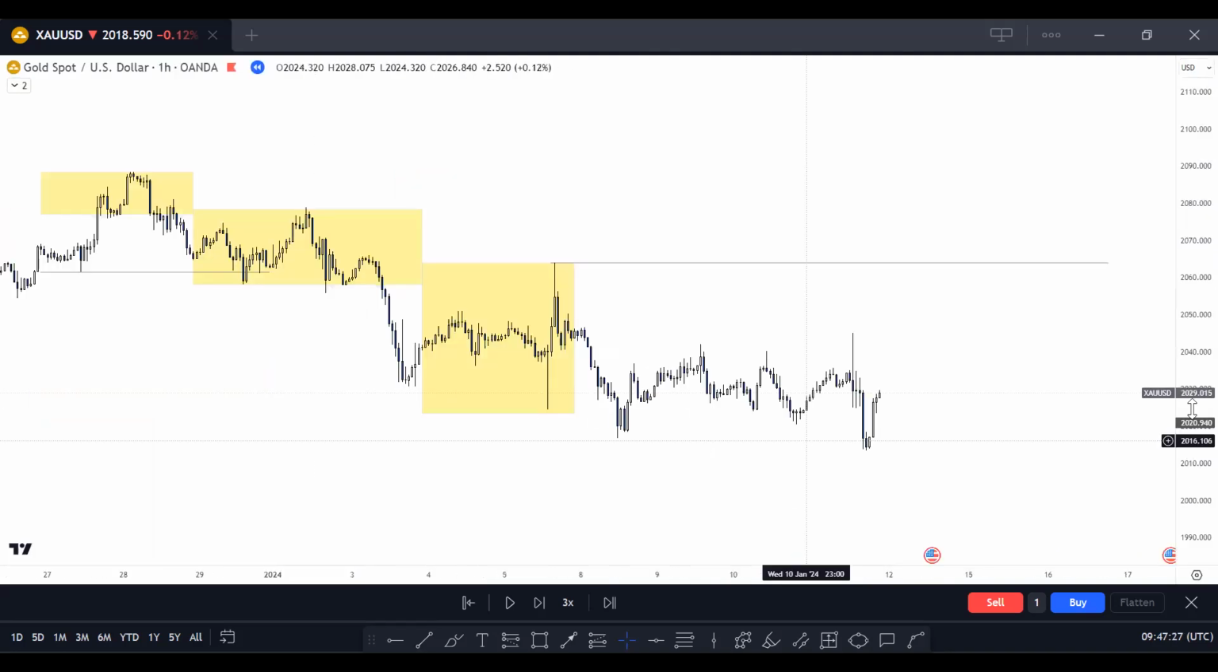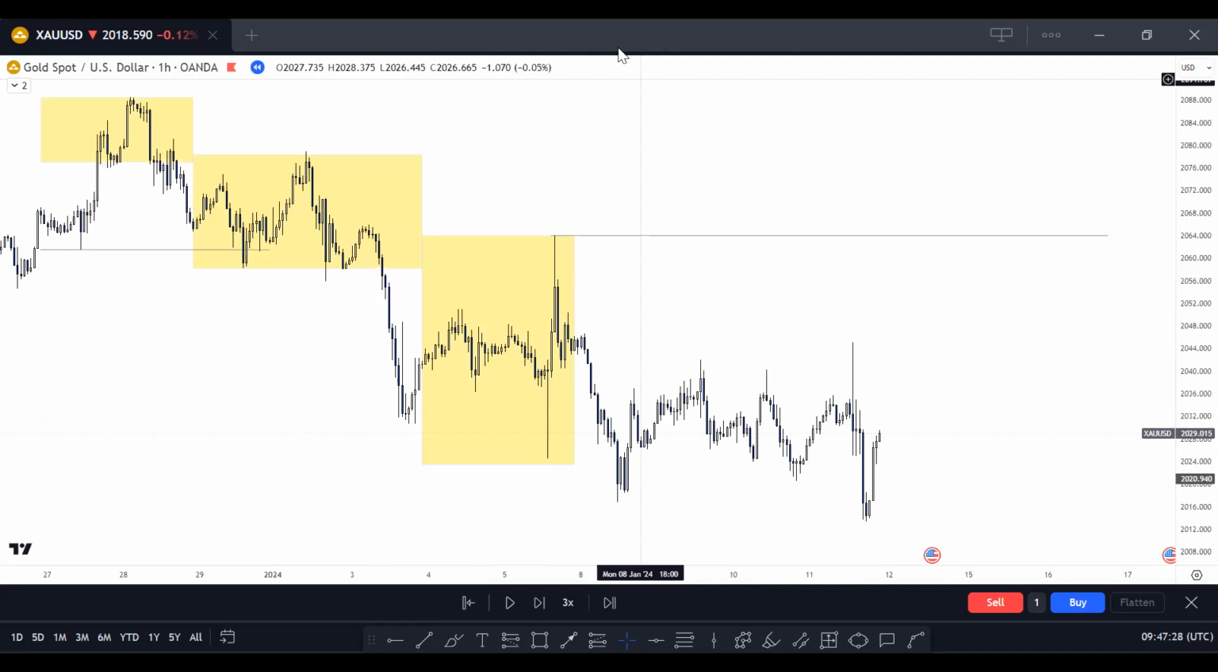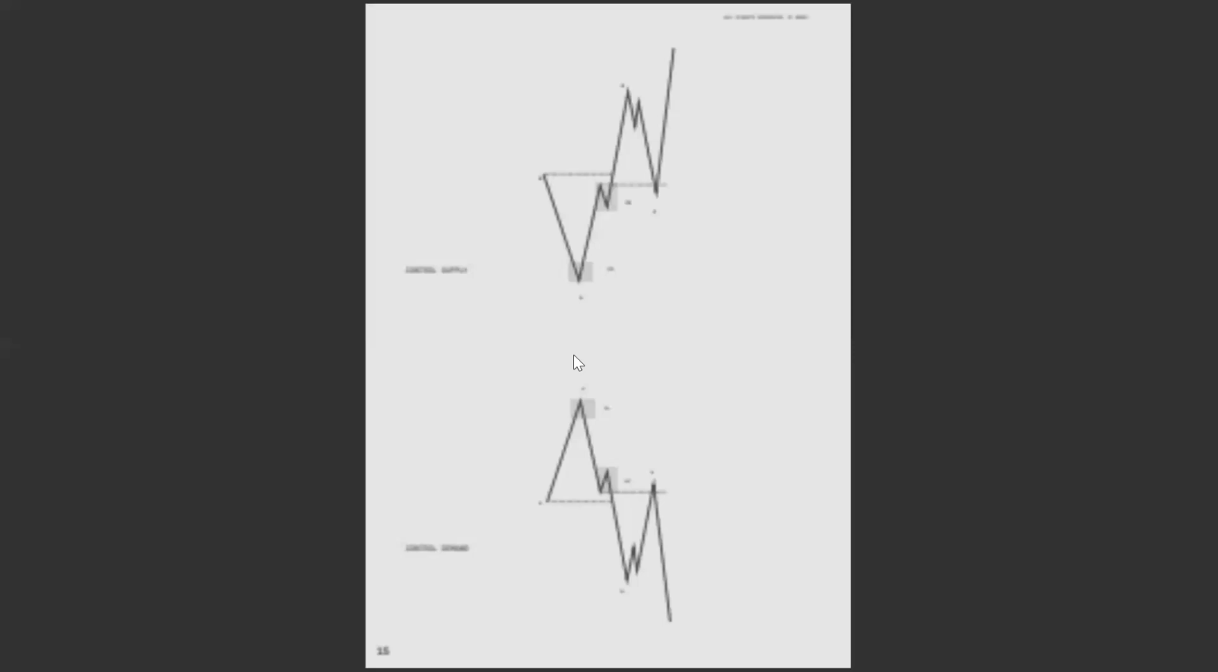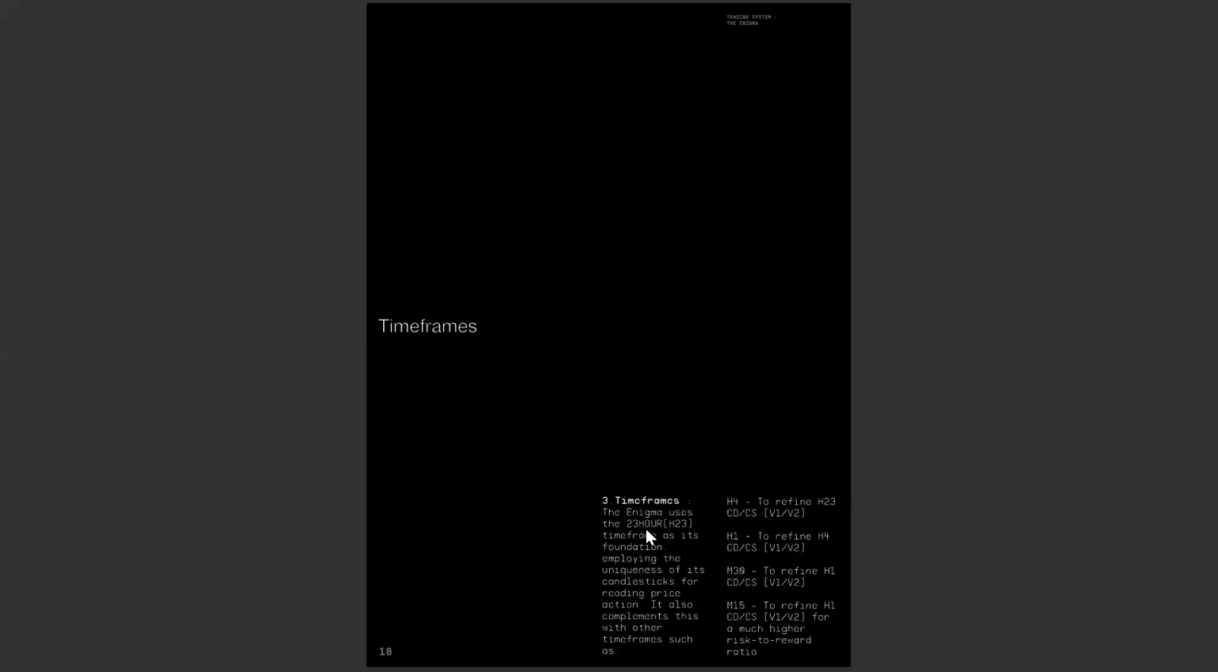So I'll use different time frames. If you come here in this picture on time frames, you see the time frames I use and how I use them. So the Enigma uses the 20-hour time frame as its foundation, employing the uniqueness of his candlesticks for reading price action. It also complements this with other time frames such as the H4. This is used to refine the 23-hour control supply or control demand, being one of V2.